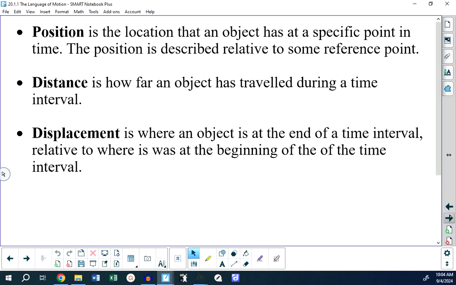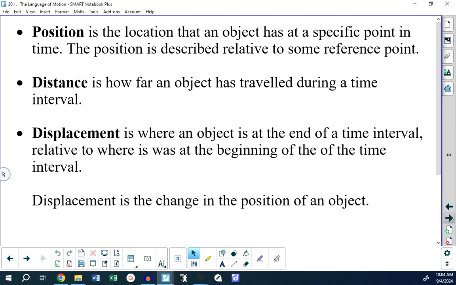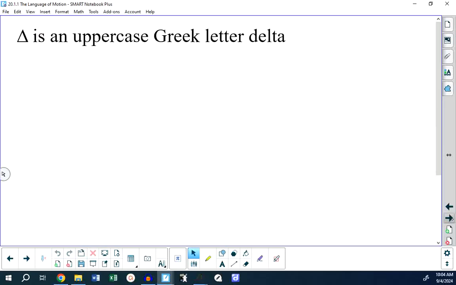Speaking of position, if displacement is where an object is at the end compared to where it started, then it's really the change in the position. And we're going to do a couple of examples to illustrate this. So these are the definitions for position, distance, and displacement. That's the focus in this lesson. That's what this lesson is about, those three things.